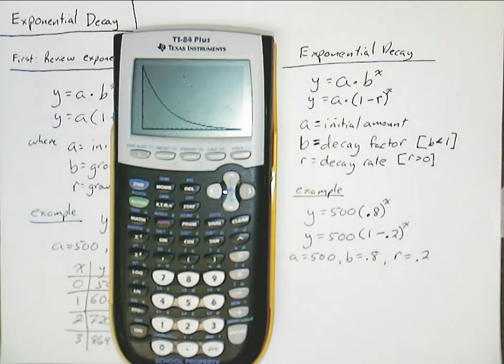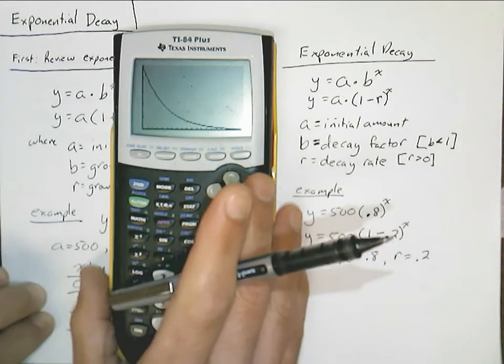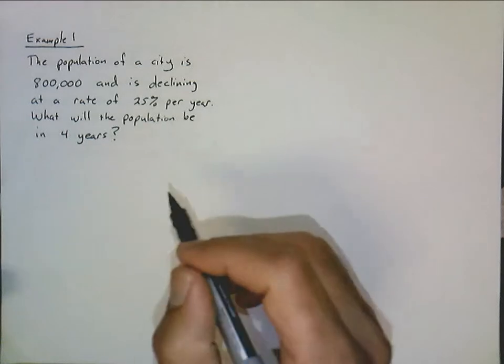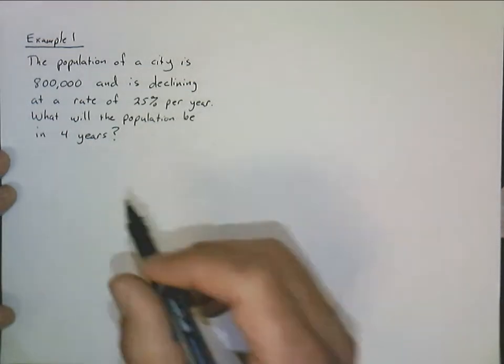So let's look at an example of applying this. We're going to start off with a city, and it's going to have 800,000 people living in it at time 0. And the population is declining at a rate, that's your R, of 25%, or 0.25. And we want to know what the population will be in 4 years. Well, it's pretty easy to do.